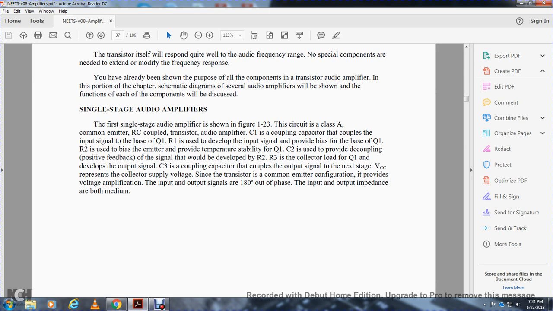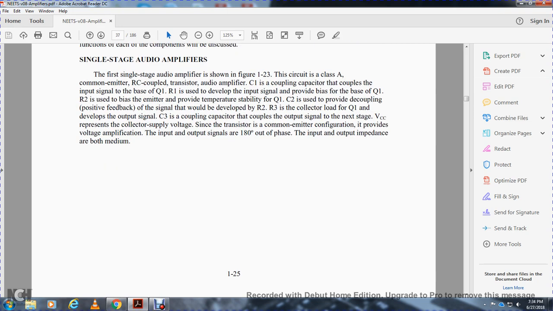Since the transistor is in the common emitter configuration, it provides voltage amplification, with the input and output signals 180 degrees out of phase. The input and output impedance are both medium.